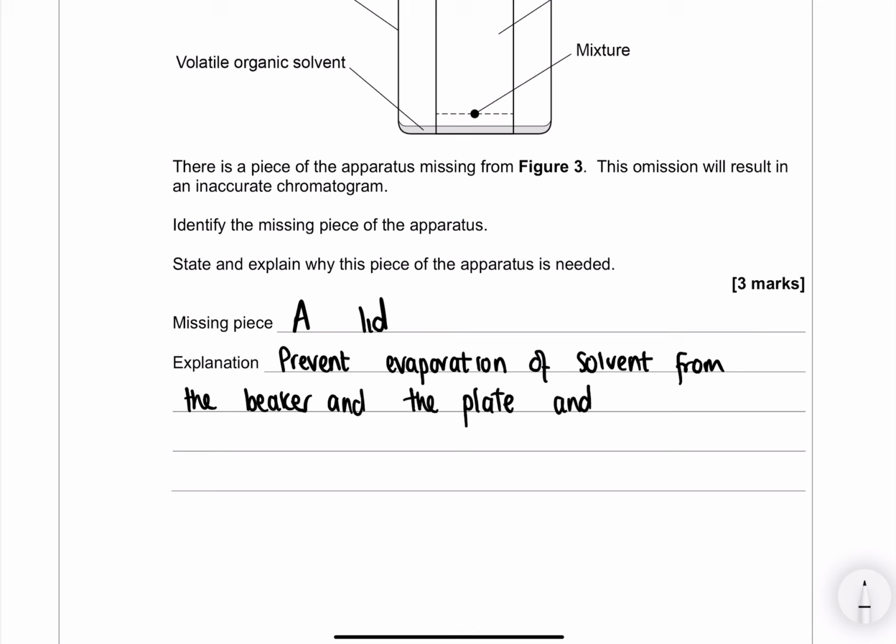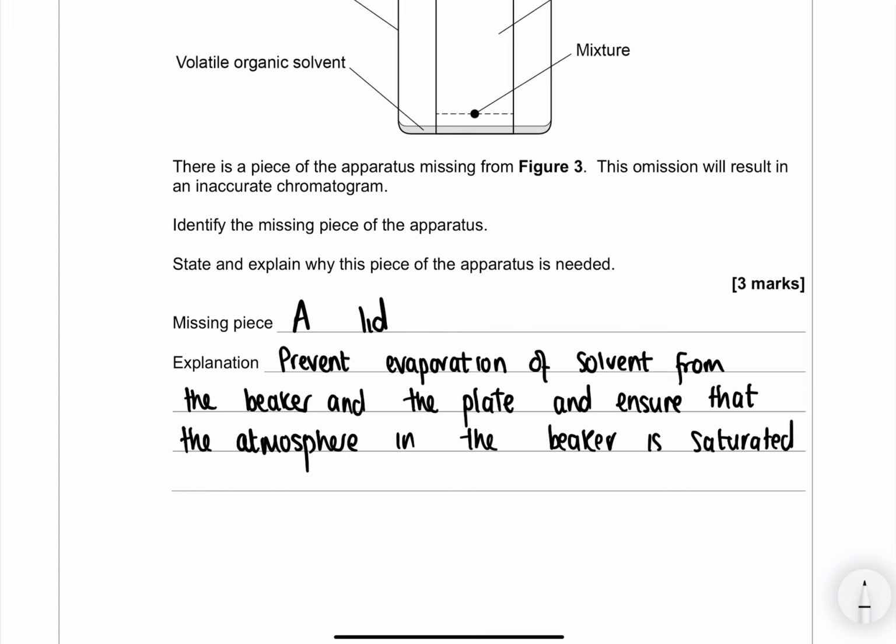and ensure that the atmosphere in the beaker is saturated with solvent. All of these ensure good separation of the amino acids. Without them, the amino acids won't separate well and they won't move up the plate.